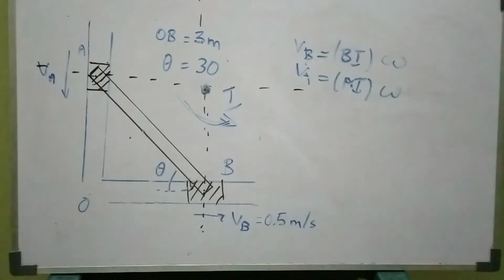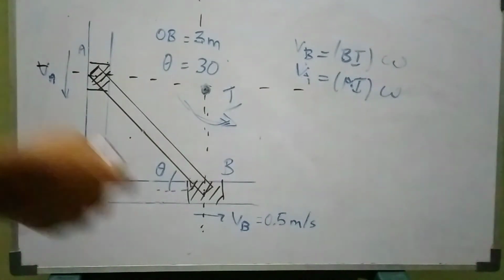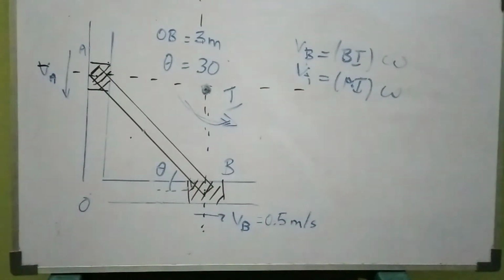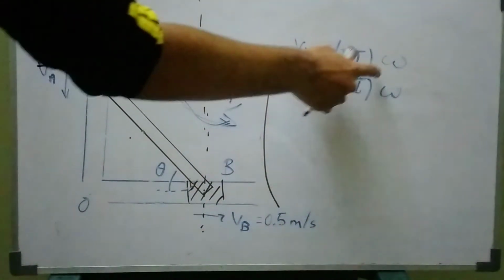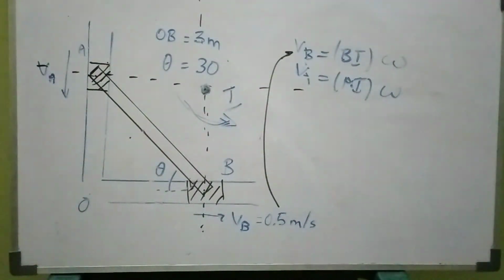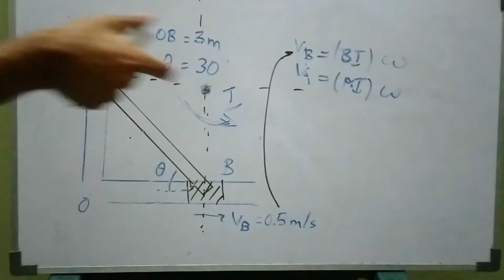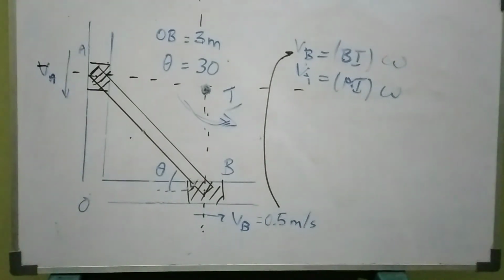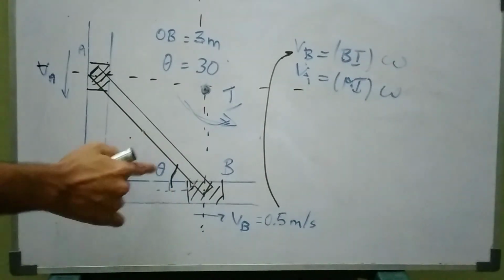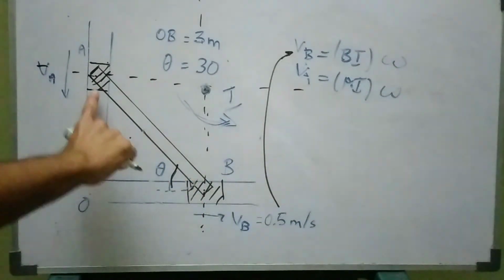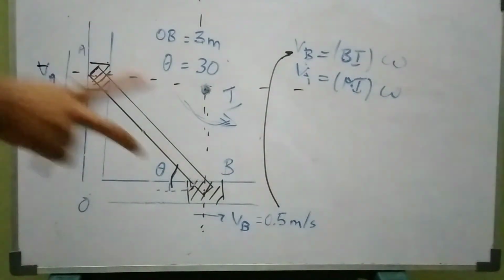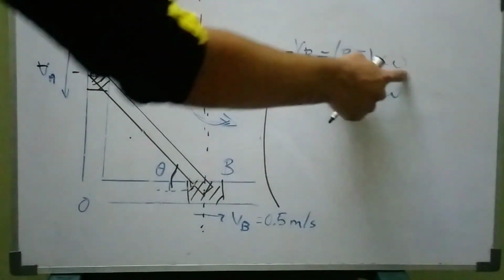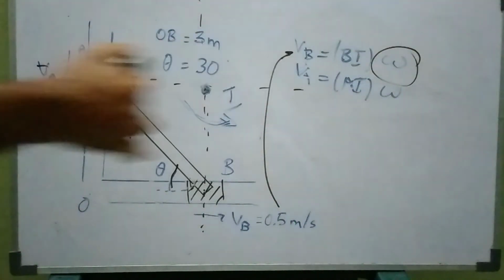So how do we find the values? They have already given VB, so we can directly substitute it. We need to find the value of BI to find the value of omega. So how do we find this length? They have given OB equals 3, so this is 3 meters, as well as theta equals 30 degrees. From that, 3 tan 30 would be the length of OA, which equals BI. So with 3 tan 30 into omega, we can directly find the value of omega.